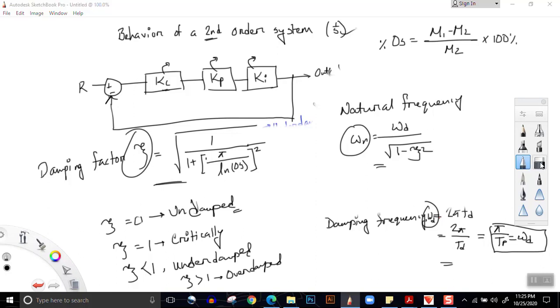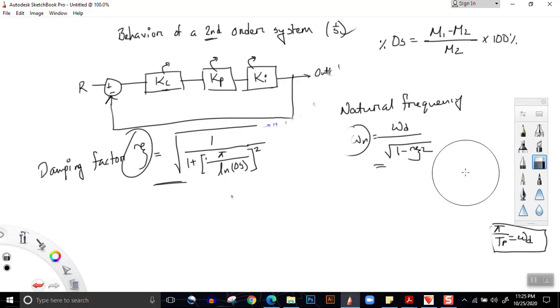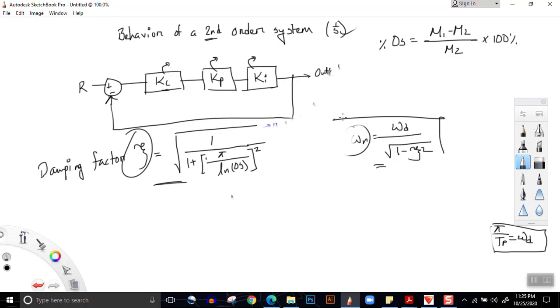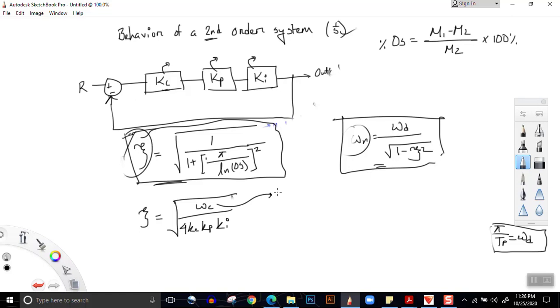So there are some equations involved. Let us get rid of the extra things. The equation that we'll be using is zeta equal to root over omega c divided by 4 Kc Kp Ki. Now, what is omega c? Omega c is what we found out in experiment 2. It is the break frequency. Kc is the controller gain, Kp is the plant gain, and Ki is the integrator gain.